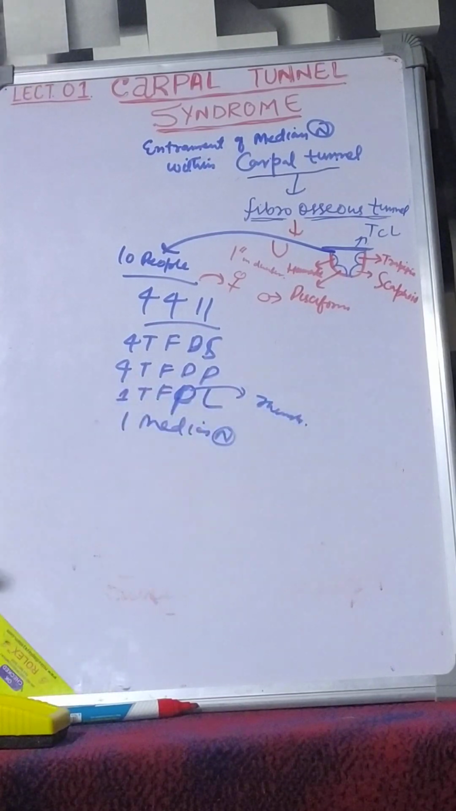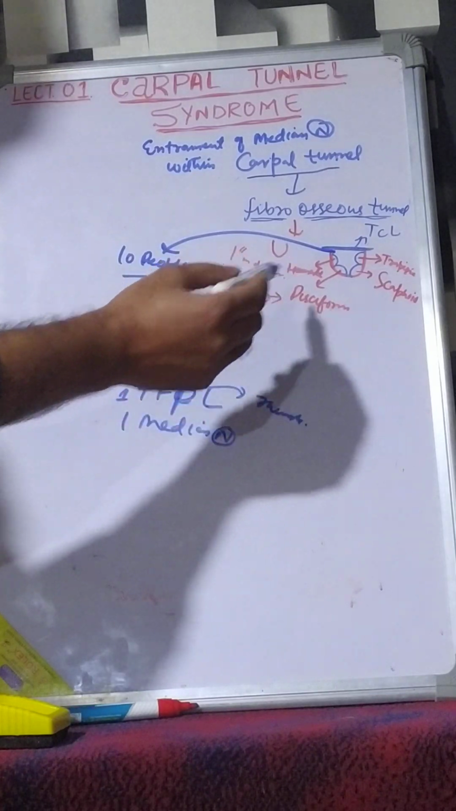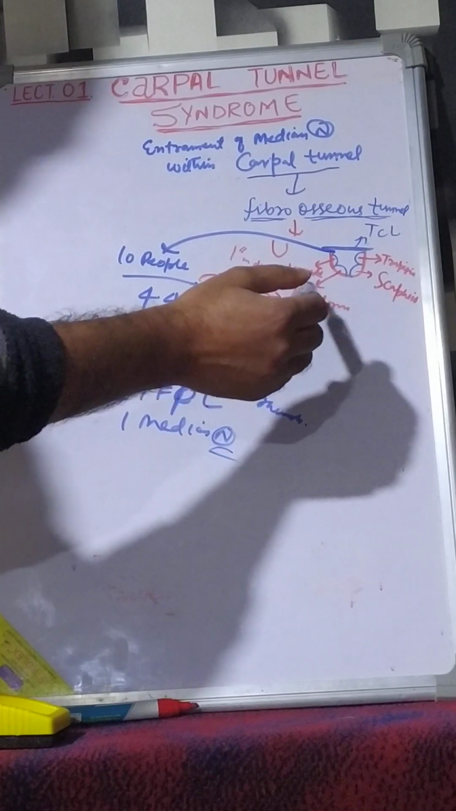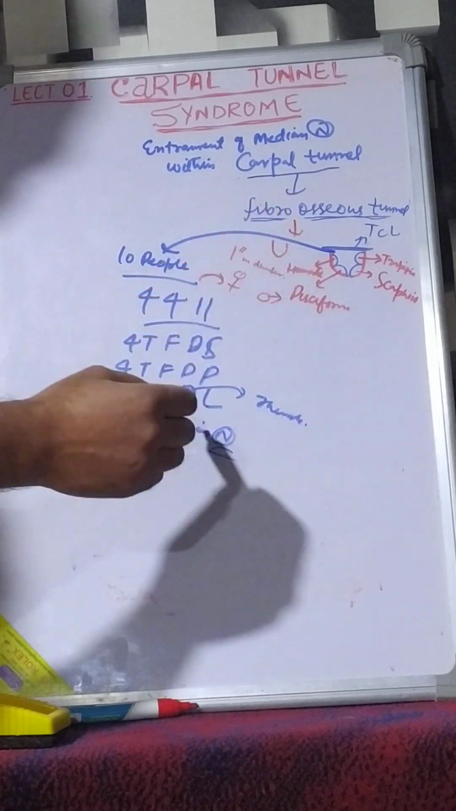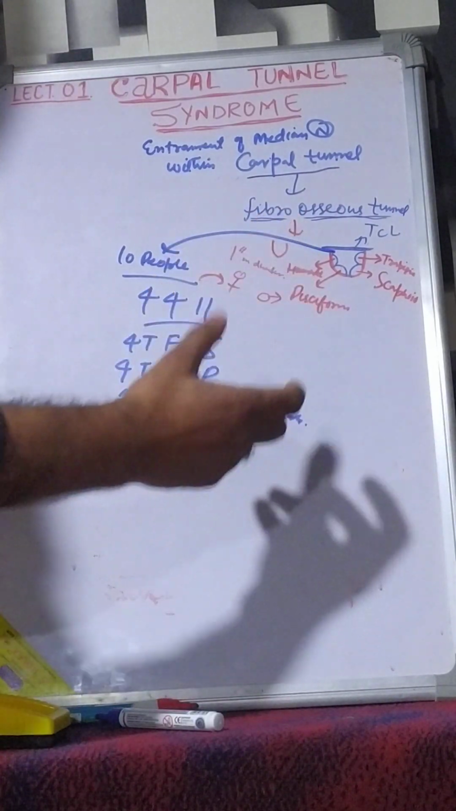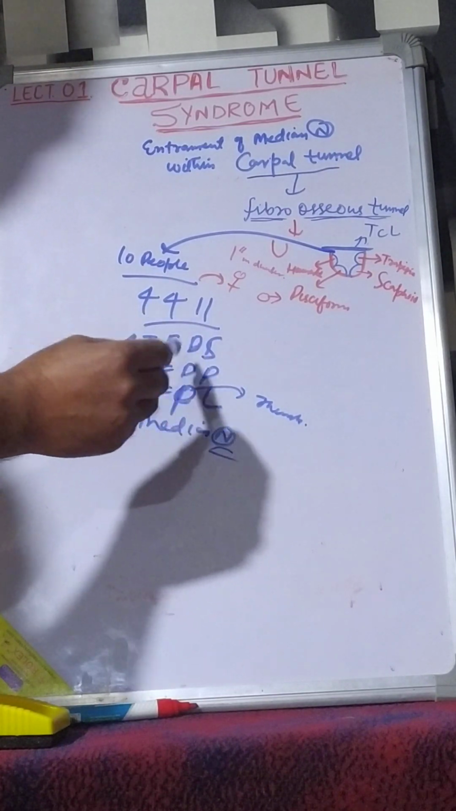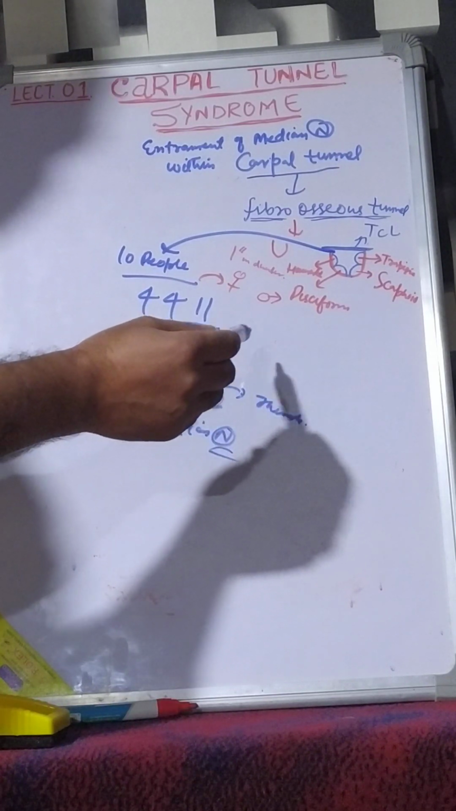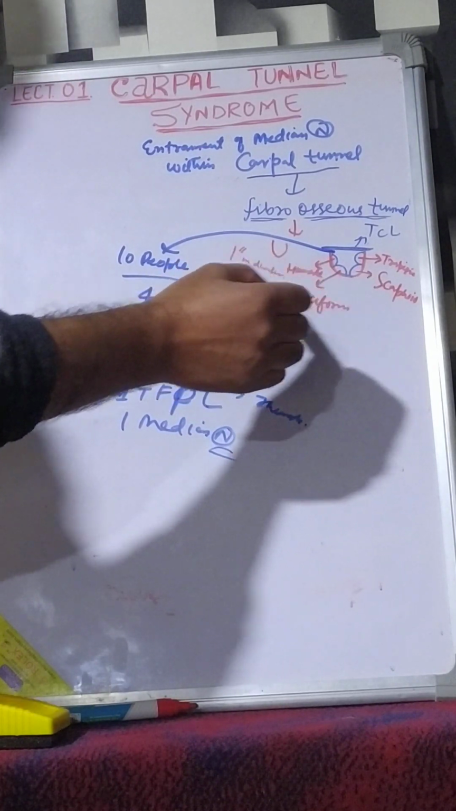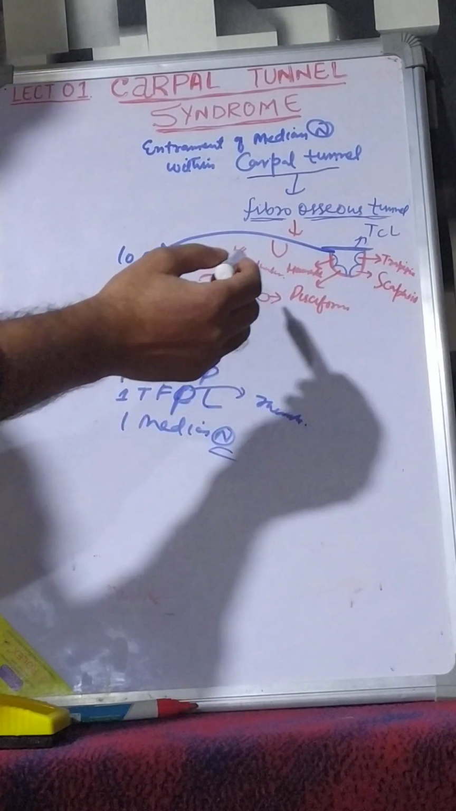So these are its occupants. It has a little smaller cross section, and there are many more people in less space. That is why any pathology related to any of the tendons or any soft tissue structure within this tunnel can compress the median nerve, and it can result in carpal tunnel syndrome.